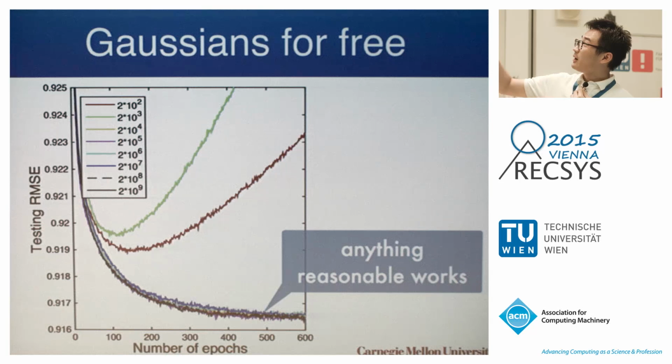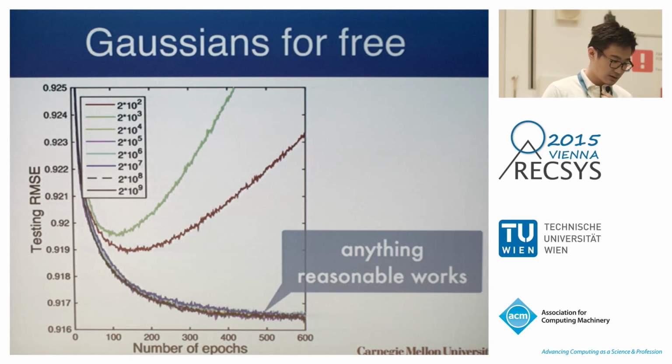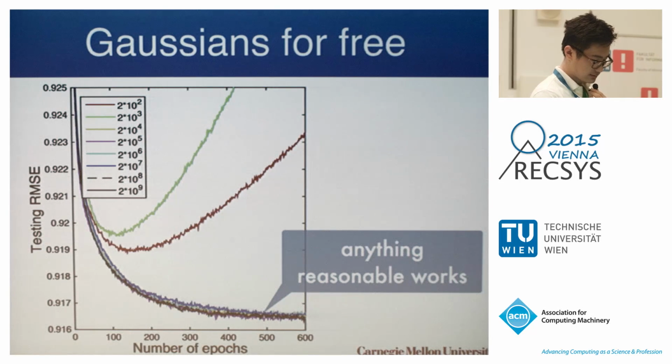Very surprisingly, only a 10 to the 4 size Gaussian table on the Yahoo Music data, where we set the dimension as 16, can work very well. And according to the two-sample test, our scheme can closely approximate IID Gaussian random variables.